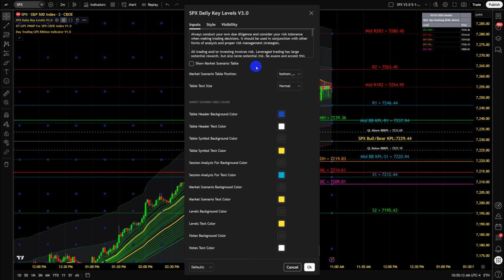If you have multiple monitors, you can simply put up one of the PDF cheat sheets that's in question for the market structure scenario that's in play for today's session on a separate screen, or you could simply print them out and have them next to your keyboard for reference if you don't want to use the market scenario table on the chart. So we'll go ahead and turn that on right now.